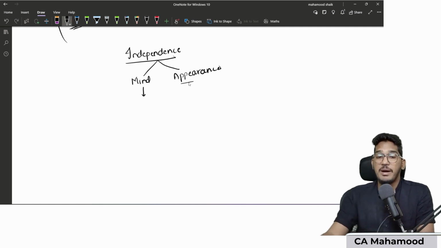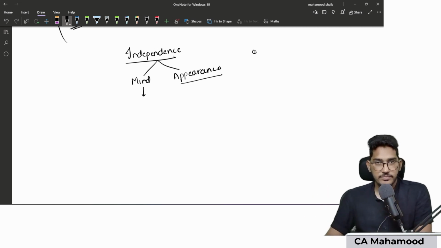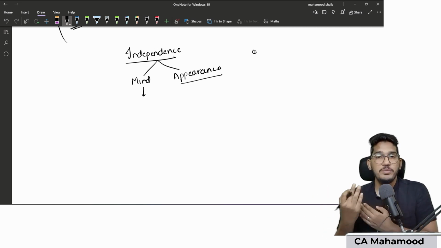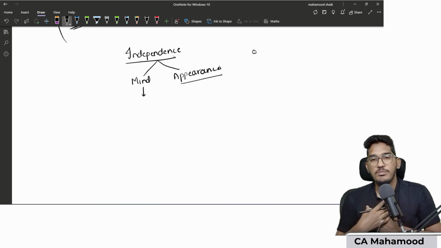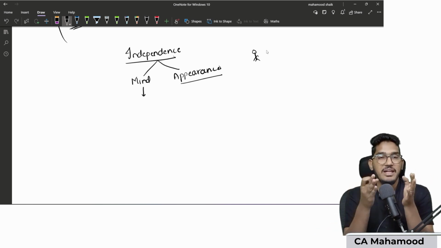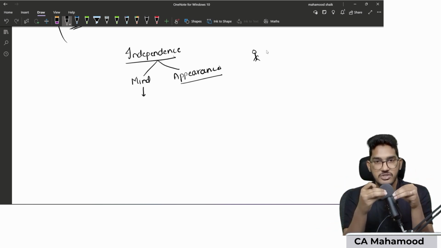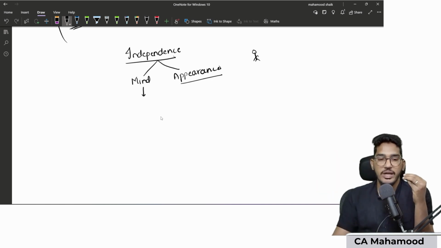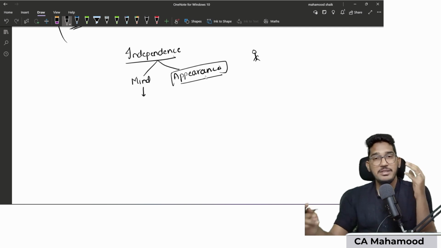Whereas independence of appearance means I should not be related to any of my clients. For example, if I am conducting audit of a company in which my father is a director, I am not appearing to be independent here. What is causing me to compromise on the independence? I have a close relationship with the client for whom I am doing the audit. So not having any kind of close relationship with the client for which you are doing the audit, that we call independence of appearance.